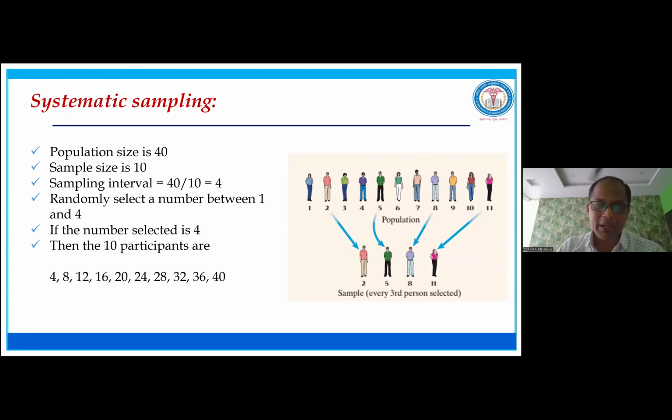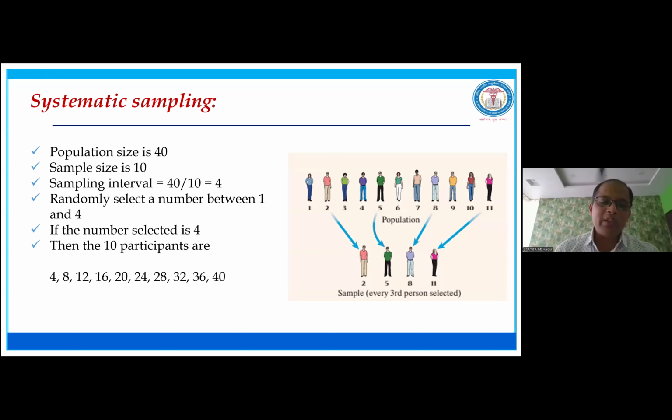The next method of probability sampling is systematic sampling. For example, in a classroom there are 40 students and I need a sample of 10 students. I first have to calculate the sampling interval, which is the total population divided by the sample size, that is 10. So 4 is the sampling interval here.